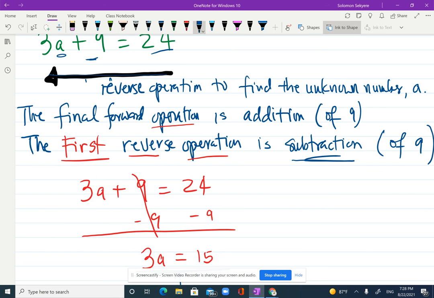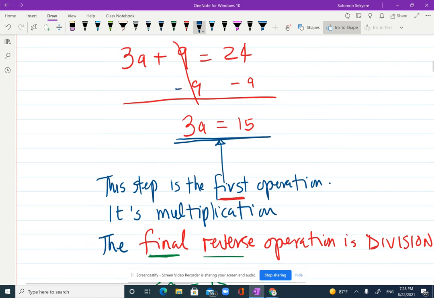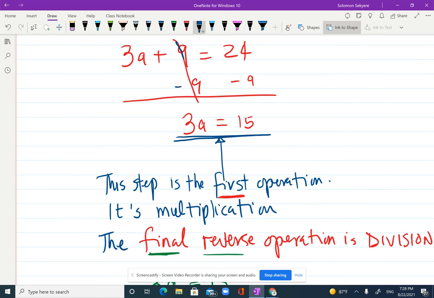The last operation was addition, so we reverse it with subtraction. 3a + 9 = 24, minus 9 on both sides. We subtract 9 from this side and 9 from that side. On the left-hand side, the 9 goes away. We have 3a = 15.